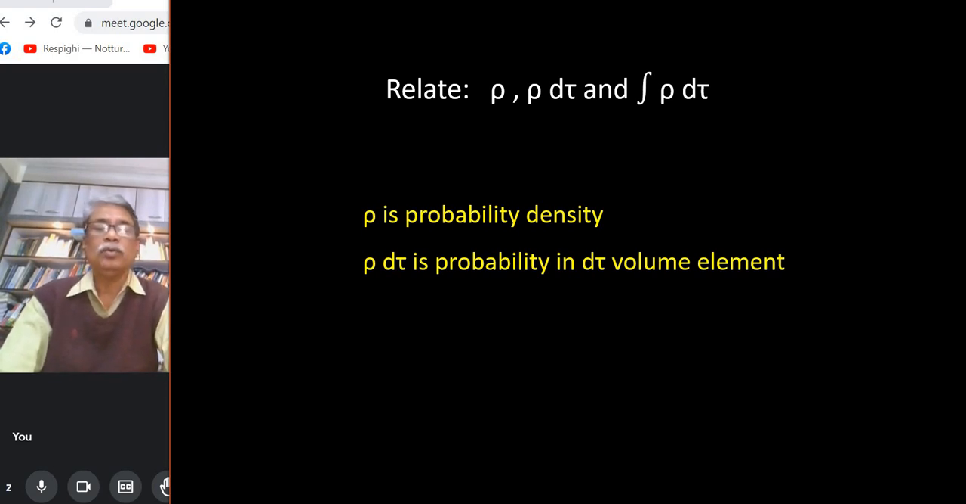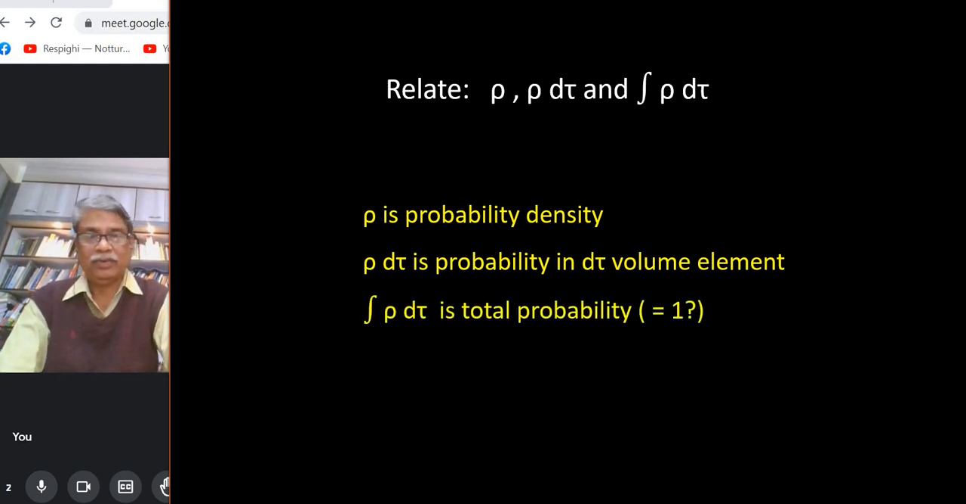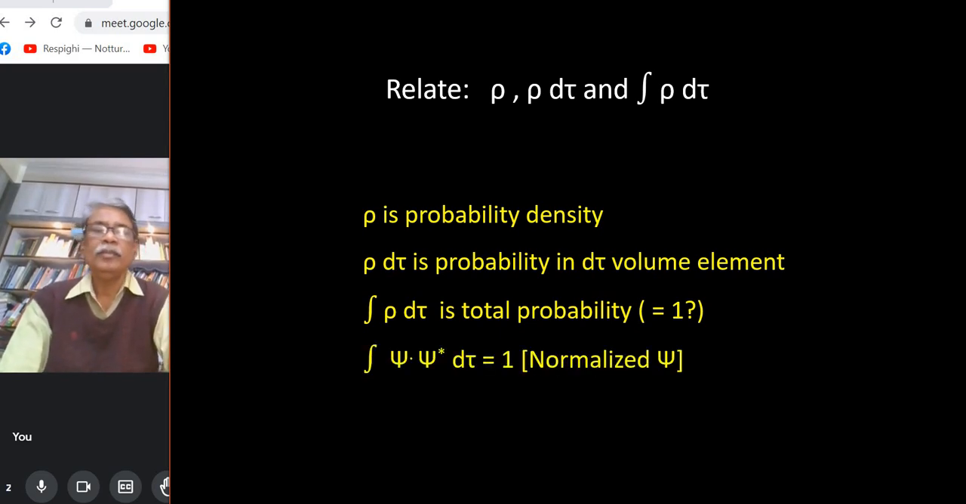So rho d tau, that means psi star psi d tau, is the probability in a small volume element d tau. If you integrate rho d tau over the whole space, you are adding up the probabilities of different small volume elements, and that gives you the total probability. So naturally it should be 1. Integration rho d tau is the total probability, rho d tau is the probability in d tau, and rho is the probability density at a point. And that's why the integral of psi star psi d tau is 1.